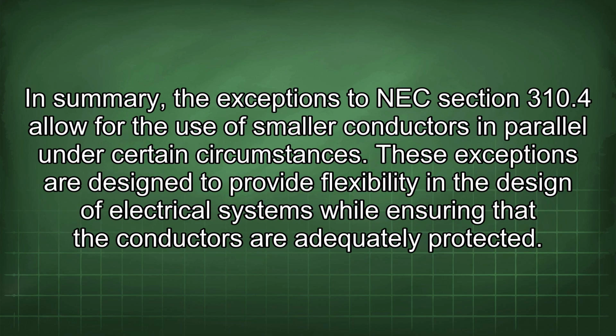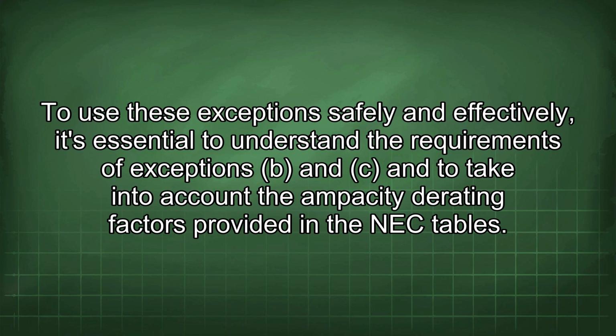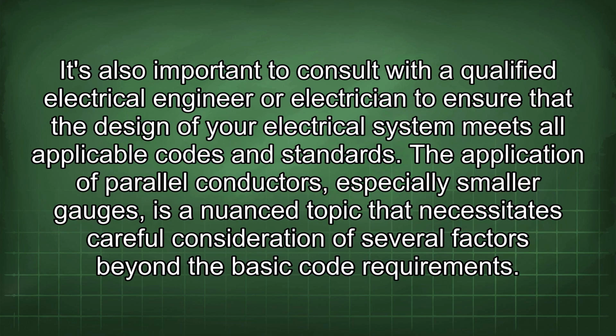In summary, the exceptions to NEC section 310.4 allow for the use of smaller conductors in parallel under certain circumstances. These exceptions are designed to provide flexibility in the design of electrical systems while ensuring that the conductors are adequately protected. To use these exceptions safely and effectively, it's essential to understand the requirements of exceptions B and C and to take into account the ampacity derating factors provided in the NEC tables. It's also important to consult with a qualified electrical engineer or electrician to ensure that the design of your electrical system meets all applicable codes and standards.